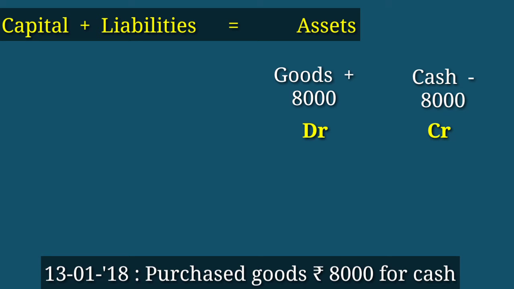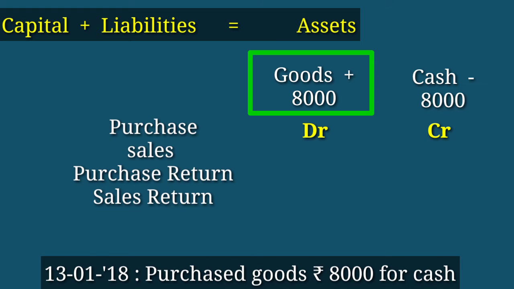Right? But we are not using goods account directly in accounts. If the word goods is there, we can see an event also there. We will not use goods account. We will treat its event name. Event name means sometimes purchase, sales, purchase returns or sales returns.